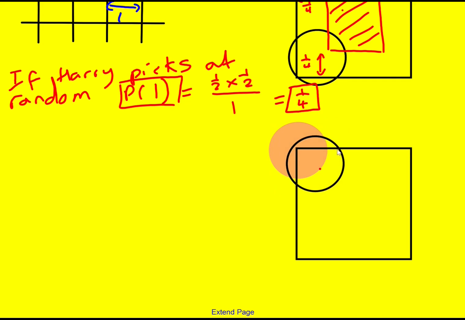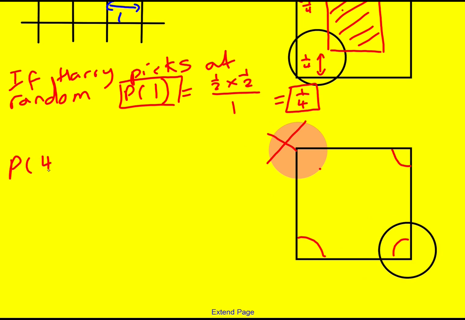And at this point here, that's going to be the boundary when it actually hits 3. So all we need to now do is forget about these parts because they're outside the circle. So if the center of the circle ends up in any of these regions, then there will be 4 squares overlapped, and hence Harry will give an answer of 4. So I just need to work out the area of the circle. Probability of 4 is going to be pi times a quarter squared over 1, which is pi over 16.